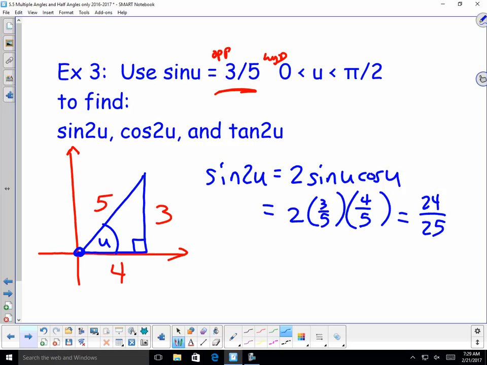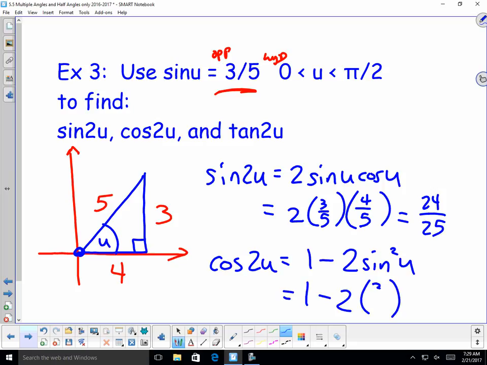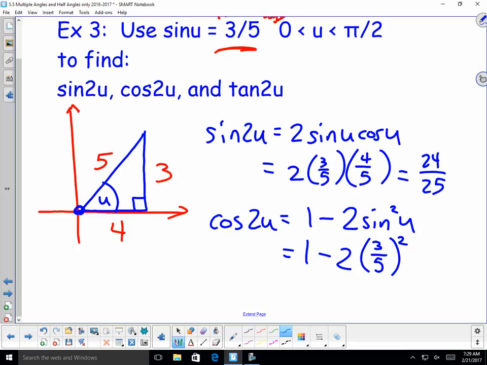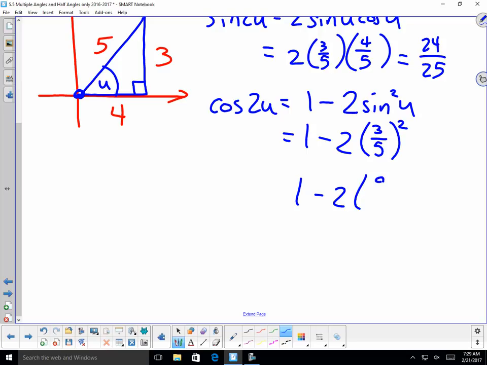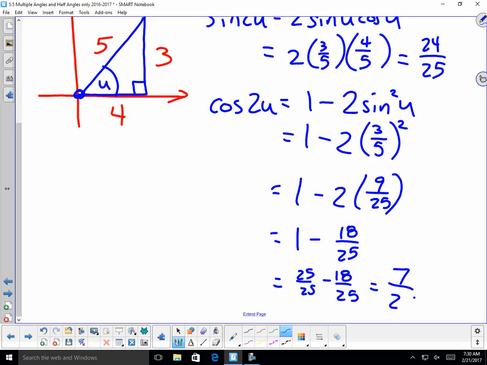All right, and now if I want to find cosine of 2u, pick a formula. There's 3 different ones for you to choose from. I'll just use the one that says 1 minus 2 sine squared u. So that's going to be 1 minus 2 times, sine of u was 3/5, but I need to square that. So I have now 1 minus 2 times 9/25. That's 1 minus 18/25. And I think that would be 25/25 minus 18/25 is going to give me 7/25.